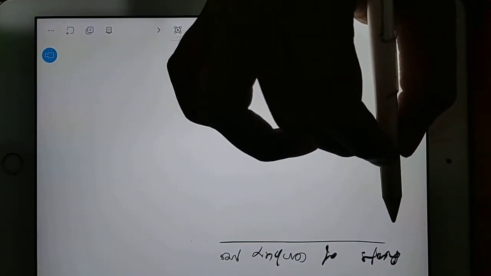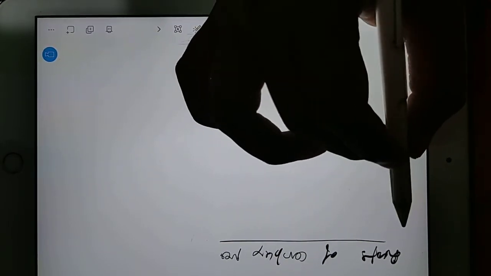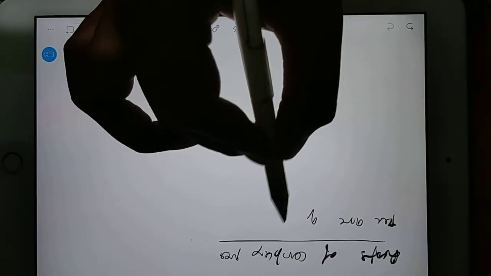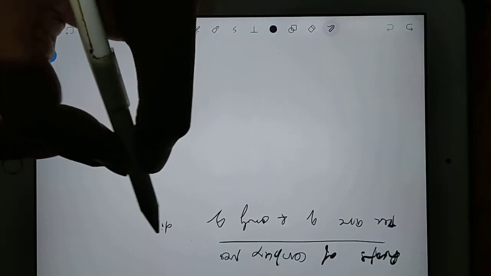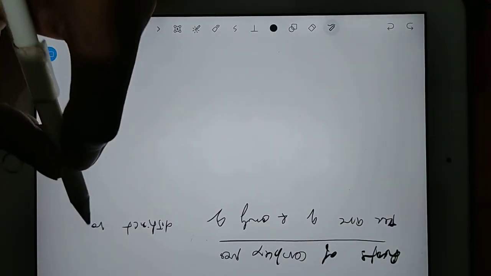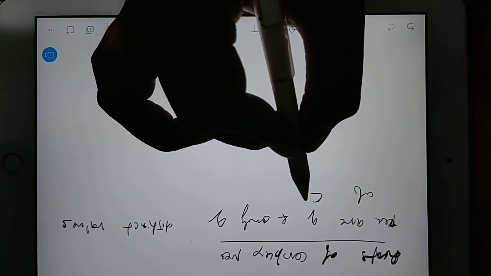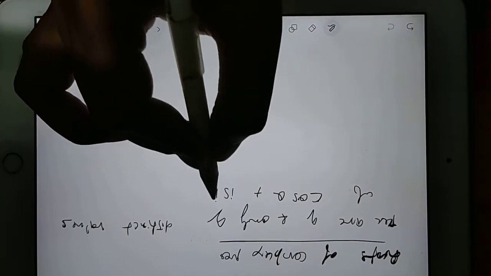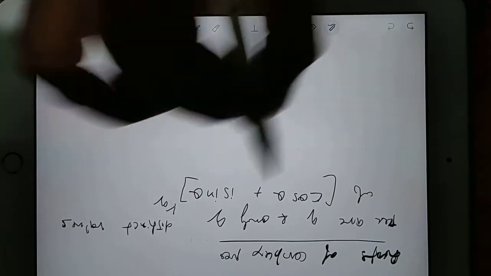See here, I am writing one concept. That concept will help you. There are q and only q distinct values of (cos theta plus i sin theta) whole power 1 by q.